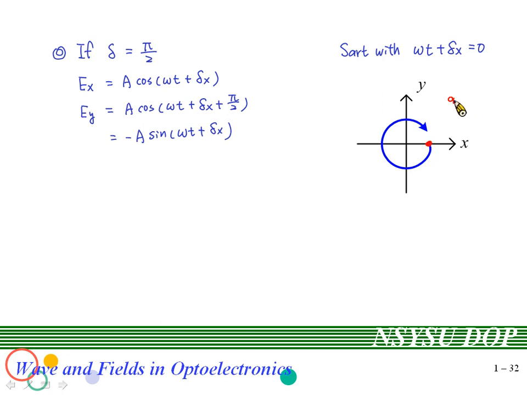However, as time increases, the component of Ex will be reduced to 0, but the component of Ey will increase to a negative value. So the trace of the E field will look like these red dots here as time increases.